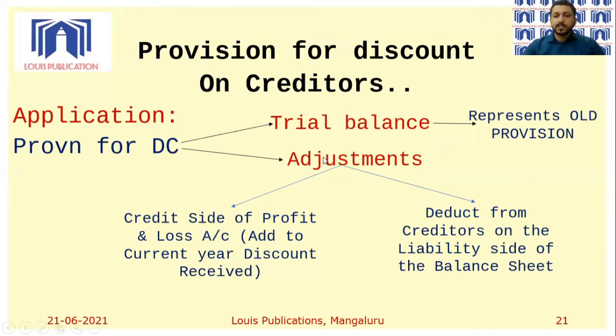So let's understand this. If provision for discount on creditors is given, we are going to record it on the credit side of profit and loss account. That means you are going to add it to the discount received if it is available, the current year discount received, which is recorded on the credit side of profit and loss account. And the second effect is on the liability side, we are going to deduct this provision from creditors. So this is the treatment for provision for discount on creditors.